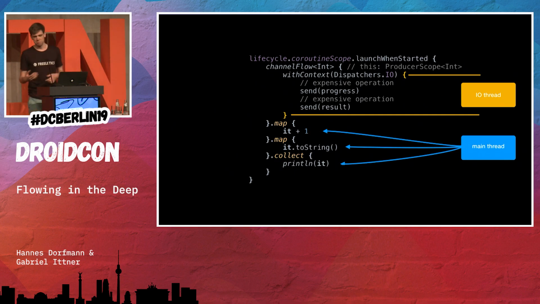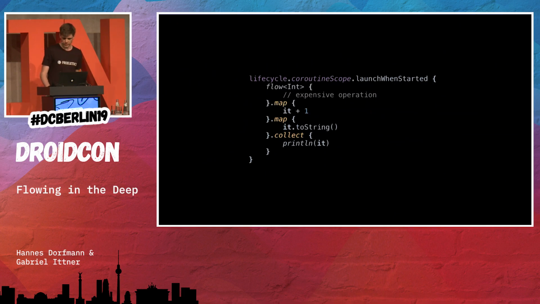This is not what you would usually do, though, or not encounter that often in the real world, because usually you just get a flow from somewhere, like from a database, and you want to observe it, and you don't actually control the builder. So how would you do that?